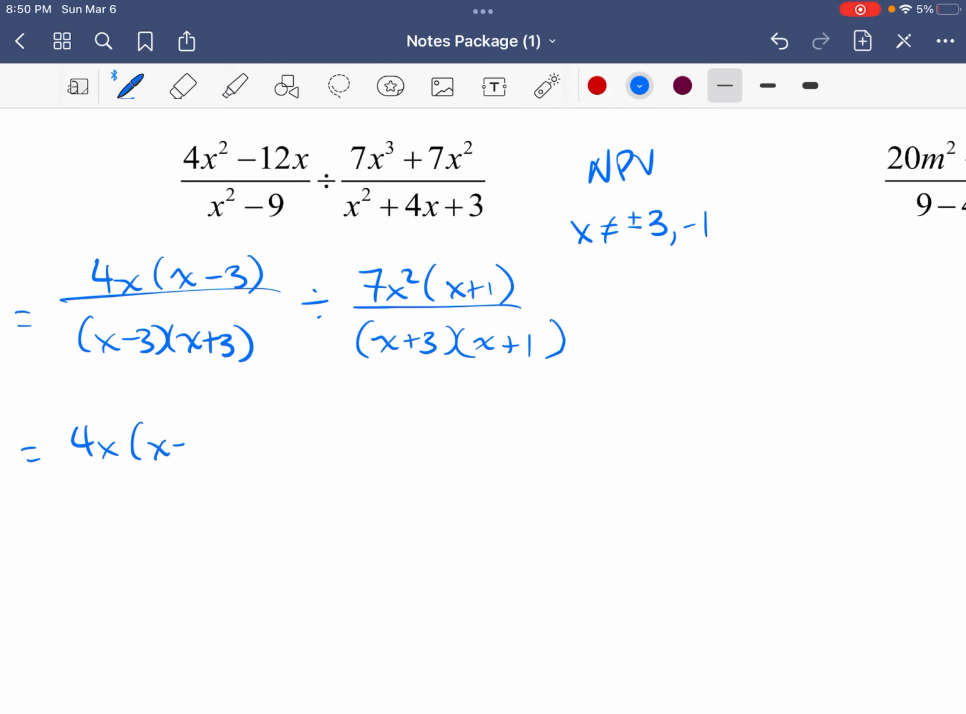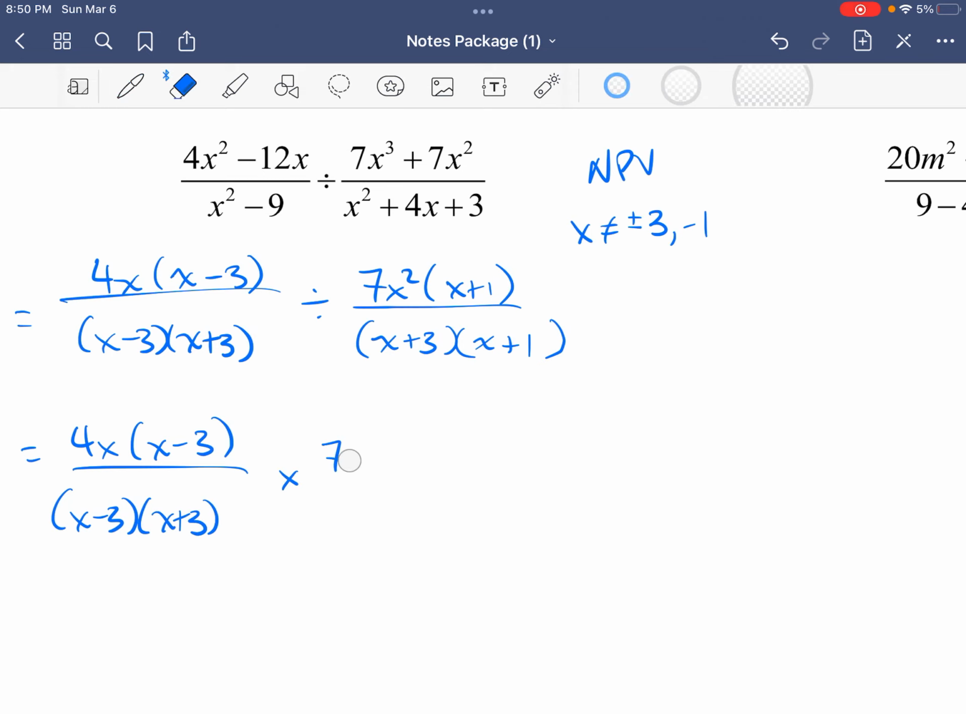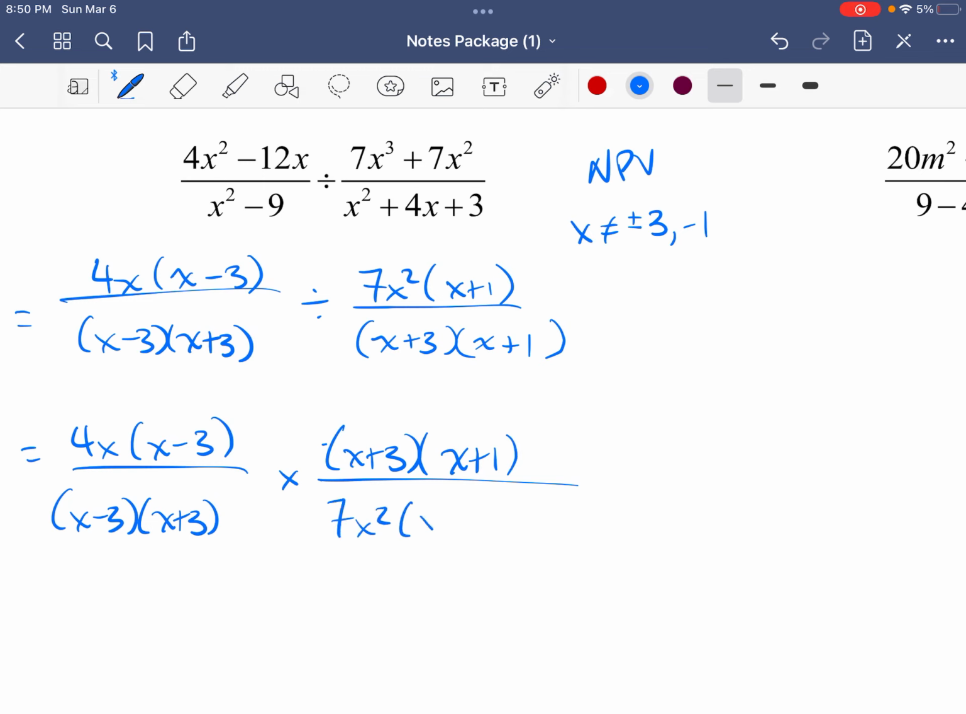And go ahead and multiply by our reciprocal. Did it again. Okay, and 7x squared, x plus 1. Slashed and dashed time. Oops, before we do that, did we get any new non-permissible values? Yes, we got 0. And that's it.